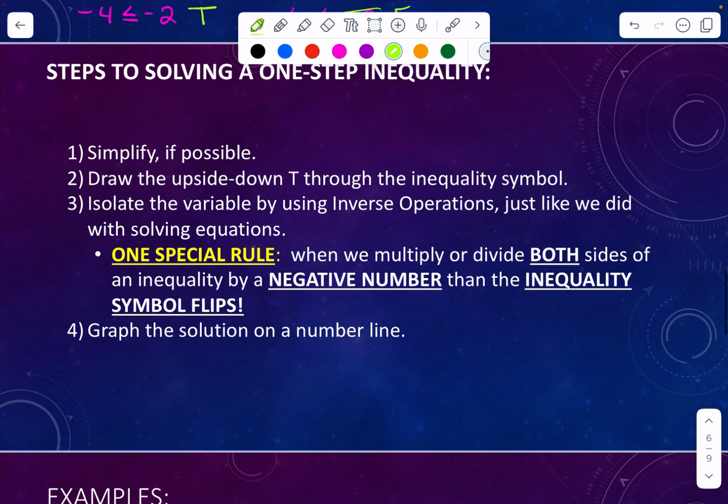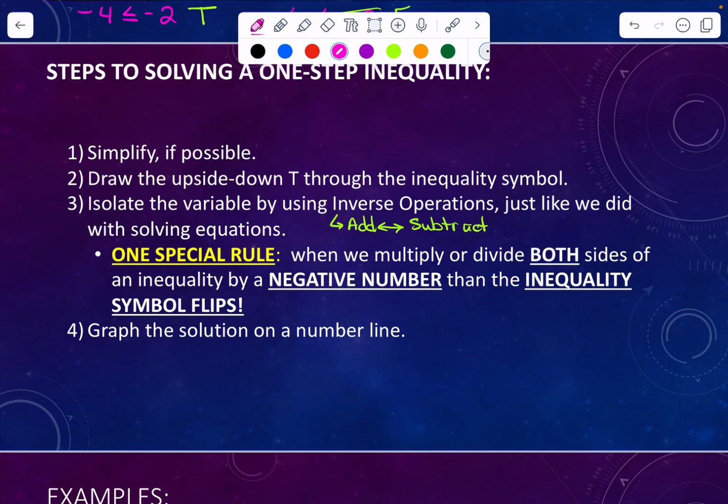So now what we're going to do, and this is going to be very similar to what we've done for a long time now, is solve one-step inequalities. So the first thing we do is we simplify if possible. We're going to draw an upside-down T through the inequality symbol. We're going to isolate the variable by using those inverse operations. Remember, that means if my problem has addition, we are going to subtract.